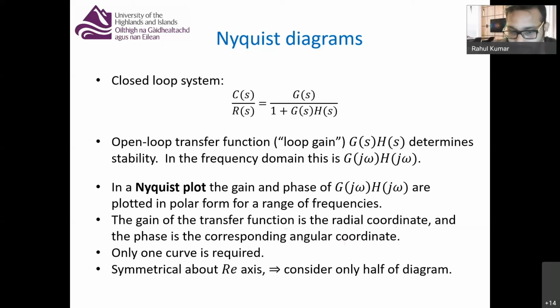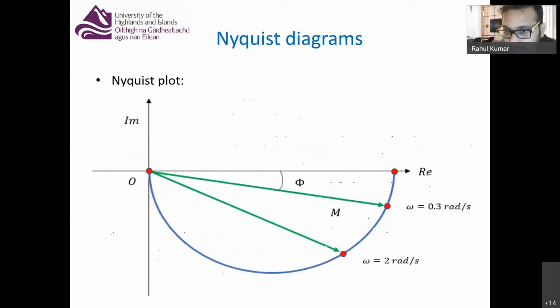And only one curve or one diagram or one plot is required. You don't need two different plots for magnitude and phase. Let's have a look at the Nyquist diagram here. So generally the complete Nyquist plot will be a closed figure, right?